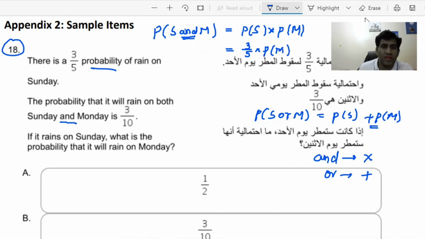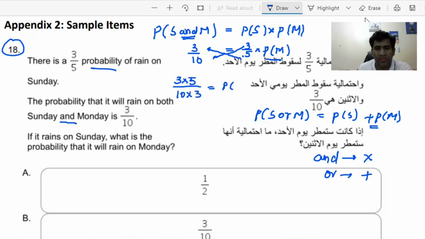And also they have given us the probability that it will rain on both Sunday and Monday is 3 by 10. It means this value, probability of Sunday and Monday, is 3 by 10. Now simplify this, as I need to solve for probability of Monday. To isolate this term, you just need to cross multiply: the numerator goes to the denominator and the denominator goes to the numerator. Then it becomes 3 times 5 by 10 times 3 equals probability of Monday.